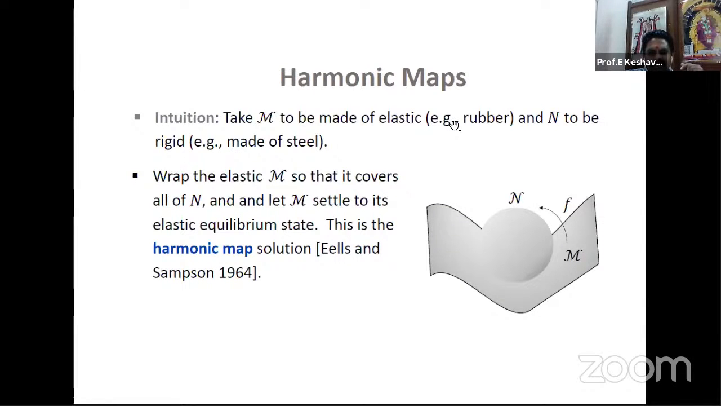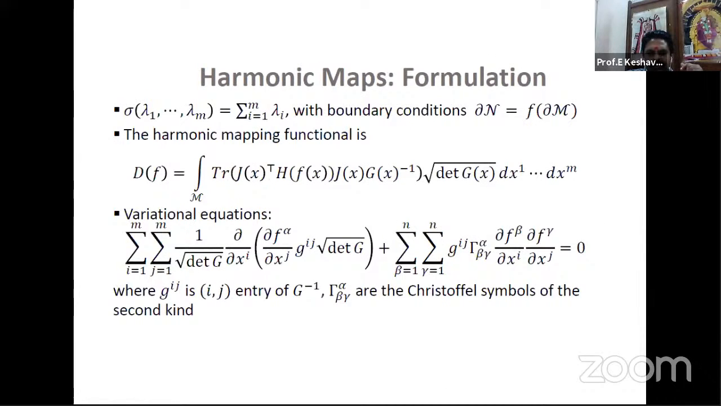What are harmonic maps and how do we get a harmonic map solution? Now, with the boundary conditions, the sigma is the summation over lambda 1 plus lambda 2, and so on, and the boundary condition is the boundary of N equals f of the boundary of M. The harmonic map functional is given by this function, and the variational equation is given by this one.